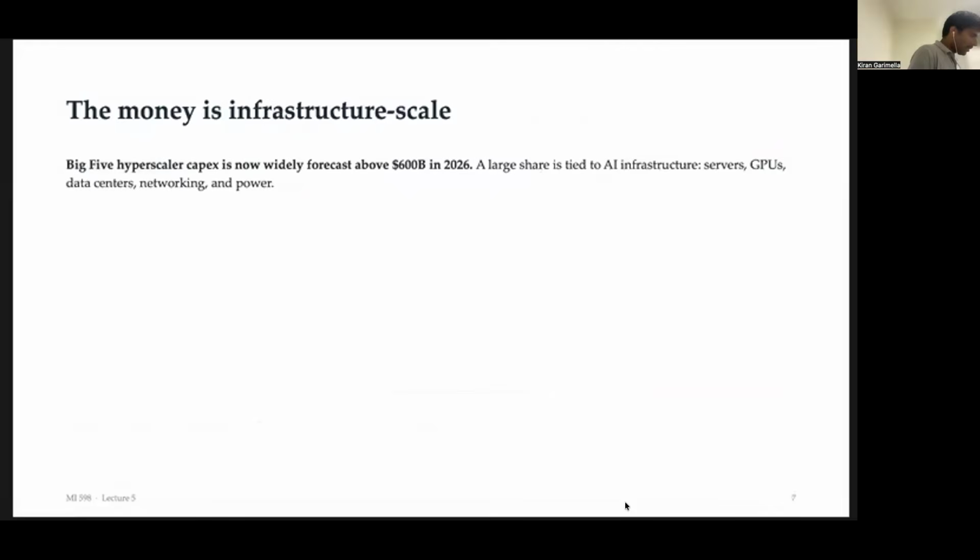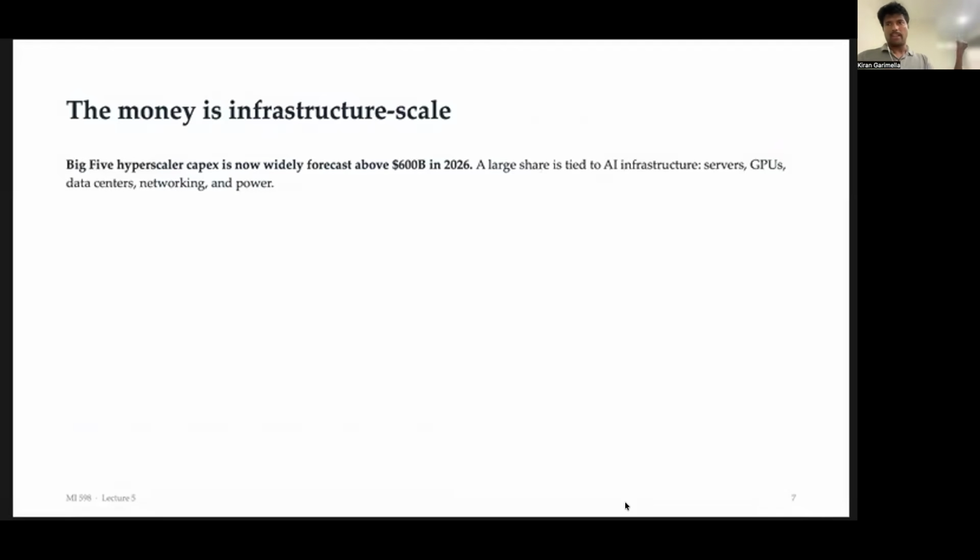And the amount of money being spent on this is infrastructure scale. Private equity spending this kind of money is unprecedented. So the big five hyperscalers, which are the ones that I mentioned, Oracle, OpenAI. Again, I might be wrong in exactly naming the five, but it's some of these like Meta, Amazon, Microsoft, Oracle.